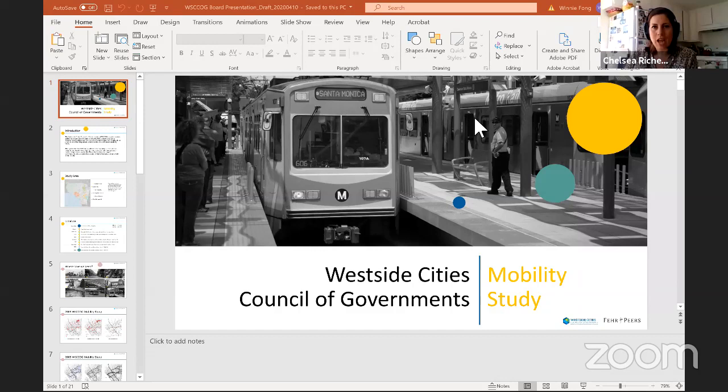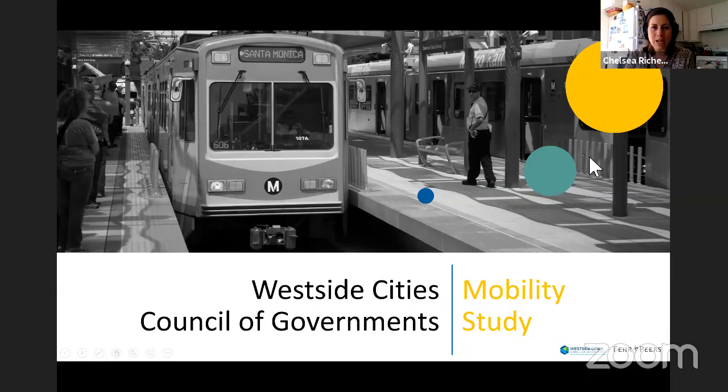I can definitely make this quicker than 20 minutes. Hopefully none of this material is brand new to anyone. I know there's been a lot of coordination happening behind the scenes at each individual city. So this may be things you're already familiar with and have already seen, and we can just go through fast and get to questions. So as you all know, we have a mobility study underway.